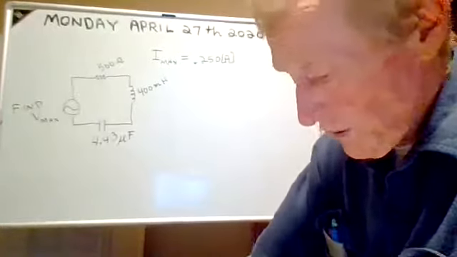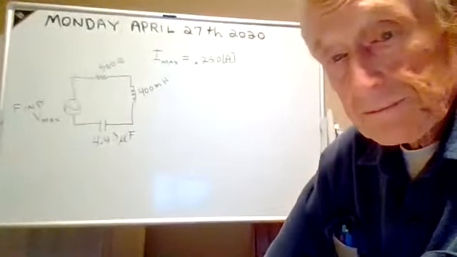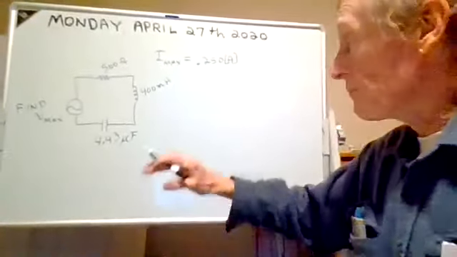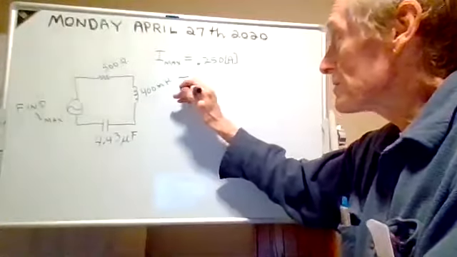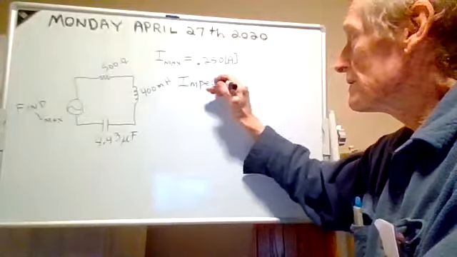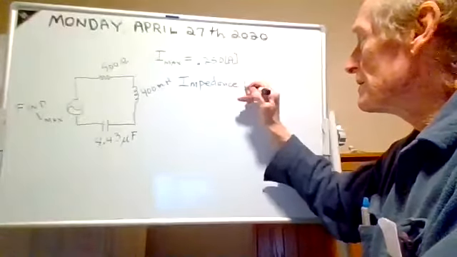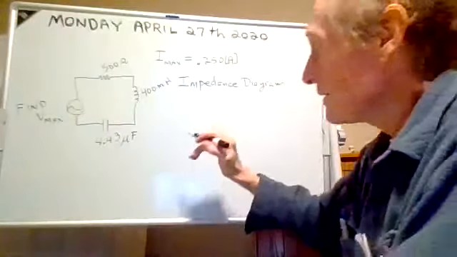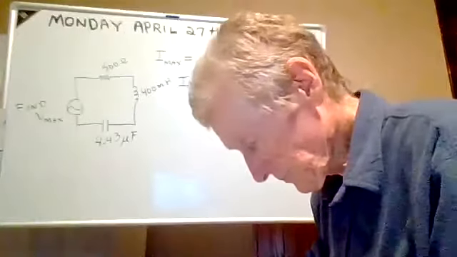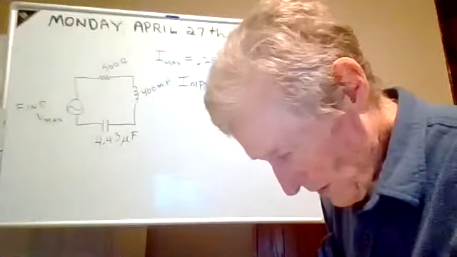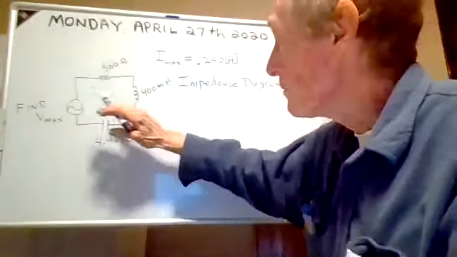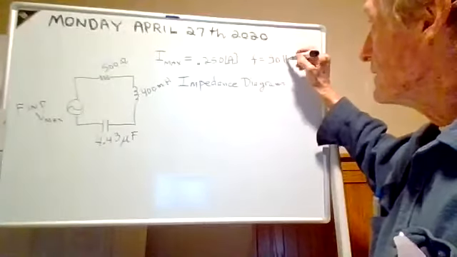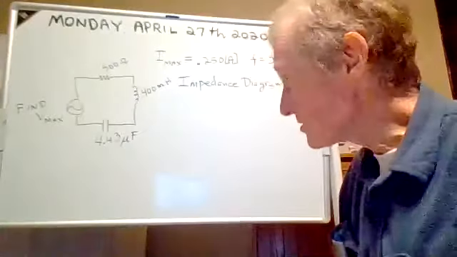And the way you work these problems is you draw the impedance diagram. Now we're going to make an impedance diagram. This particular problem, they also gave us the frequency. This must be in Europe. It's 50 hertz. It's not 60 like it is in the United States.